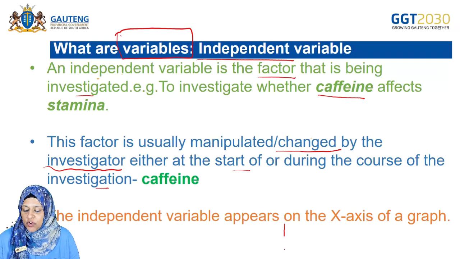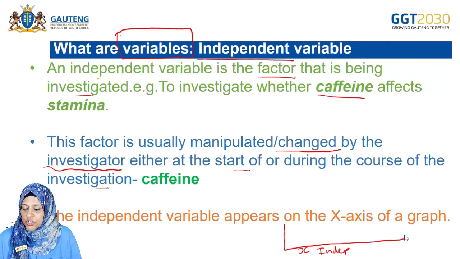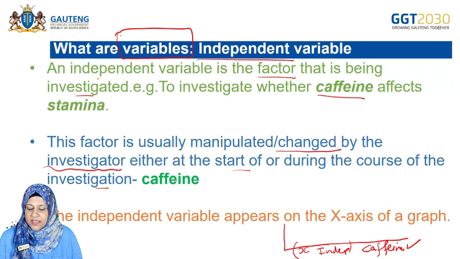When you are drawing your graph, the independent variable always occurs on the x-axis. So you're not going to write here "independent variable." No, you're going to write what the independent variable is. So you're going to say caffeine. This is going to be marked right, okay? Not this. Then, this is your x-axis. This is just to show you.